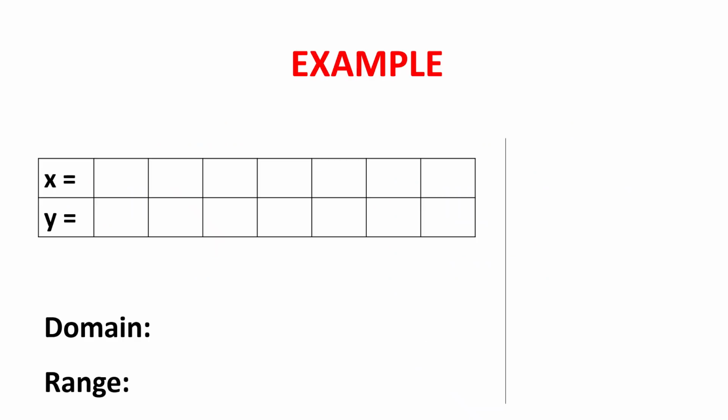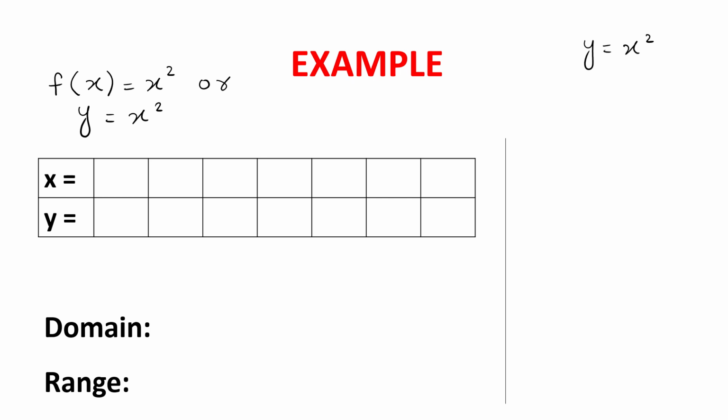Let's understand this concept with the help of an example. Suppose we have a function f of x equals x square, or we can write it as y equals x square. Here, f of x and y mean the same thing. Now, we have to find the domain and range of this given function.